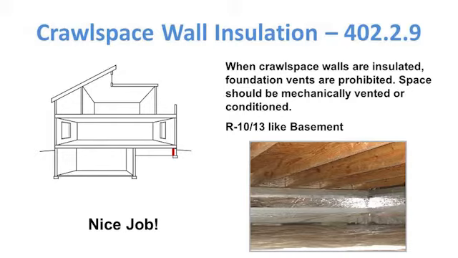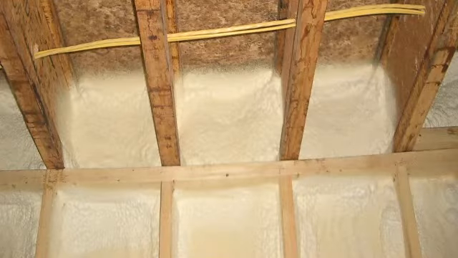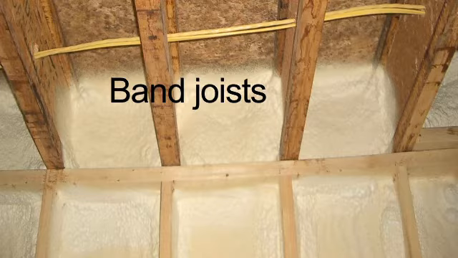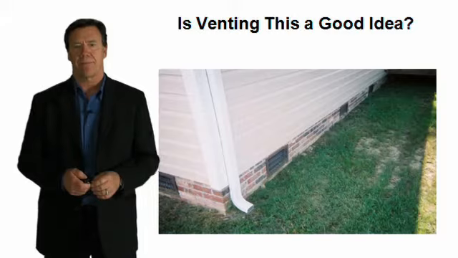Now this is a pretty good example of a nicely insulated crawl space wall assembly. Also important not to forget the band joist areas. Here's an example of how spray foam, in this case closed cell spray foam, completely fills those voids and does a good job of air sealing. This is particularly helpful in crawl spaces.